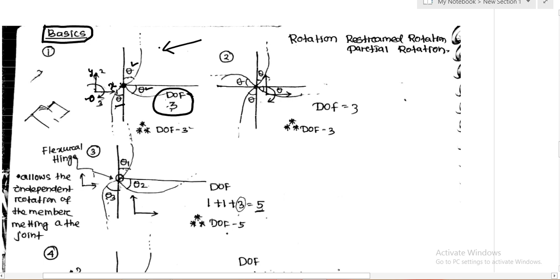Now, case 2, where all members meet at this particular joint. This is a rigid joint. I am talking about this one joint. As this is a rigid joint, all members rotate by the same amount, so all members share 1 degree of freedom. So there are basically 2 translations and 1 rotation, and this rotation is the same in every part, the beam and the column. So the total degree of freedom here is also 3.